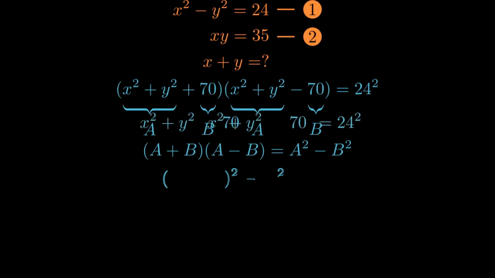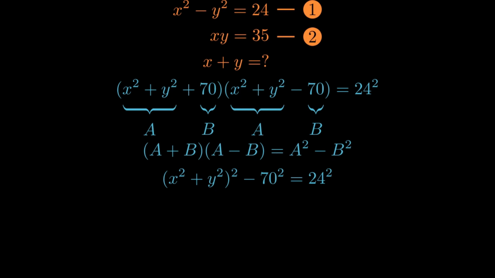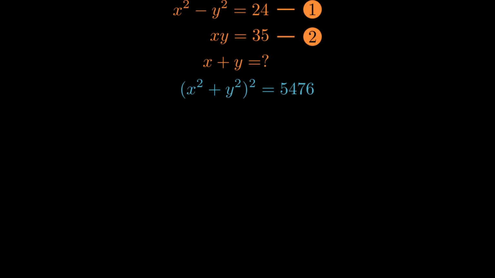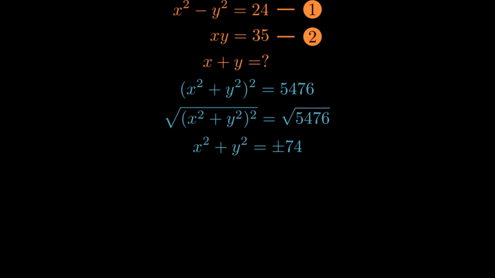If we have this identity, we can reverse it back to (x squared plus y squared) all squared minus 70 squared equals 24 squared. From this, we can simplify the equation to (x squared plus y squared) all squared equals 24 squared plus 70 squared, which in turn is equal to 5,476. Now we can take the square root on both sides. This gives us x squared plus y squared equals plus or minus 74. Wait a second. Don't forget the plus and minus sign.